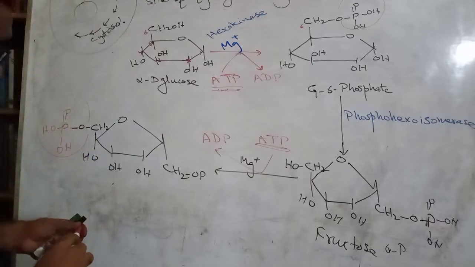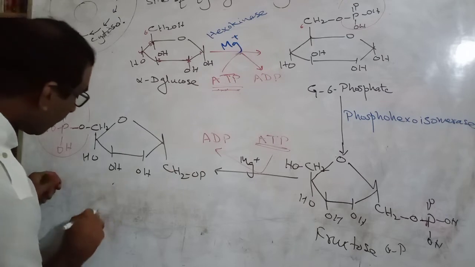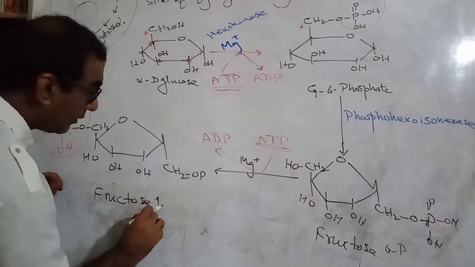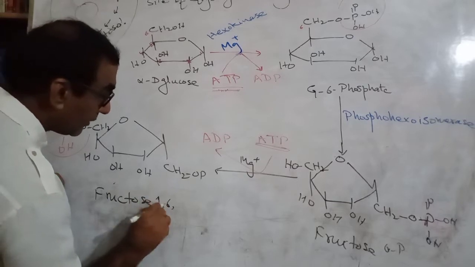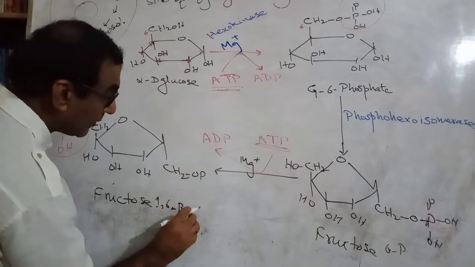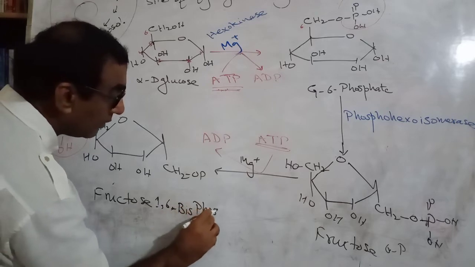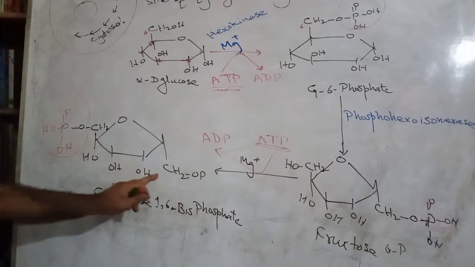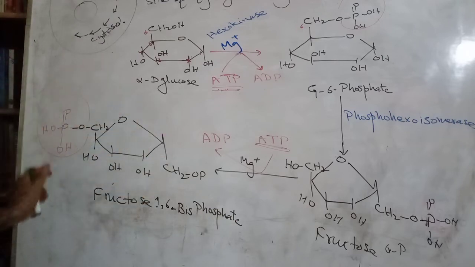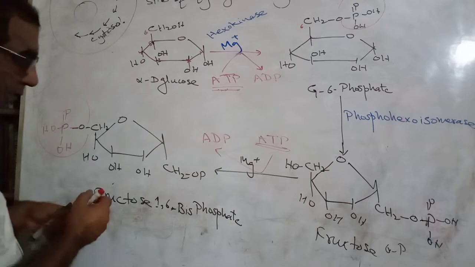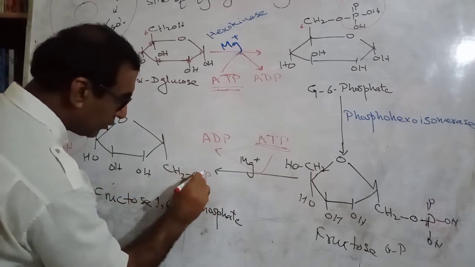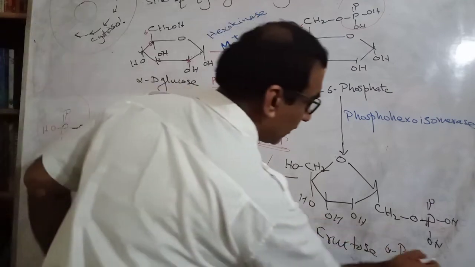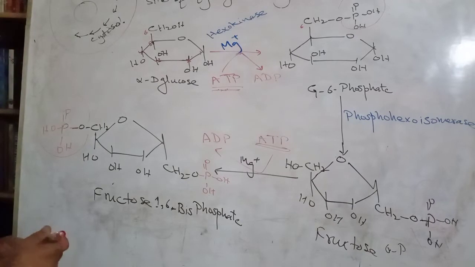This molecule is known as what? Fructose 1,6-bisphosphate. We call it 1,6-bisphosphate. Okay. Now there is another phosphate here. I have just shown it with the P. This is that one.